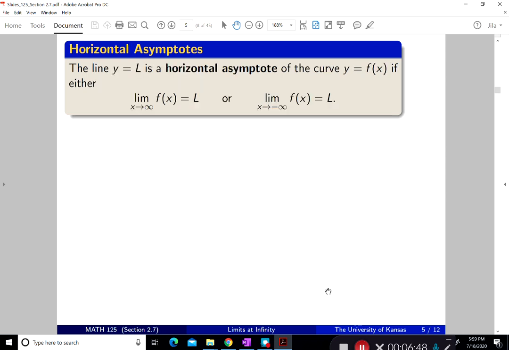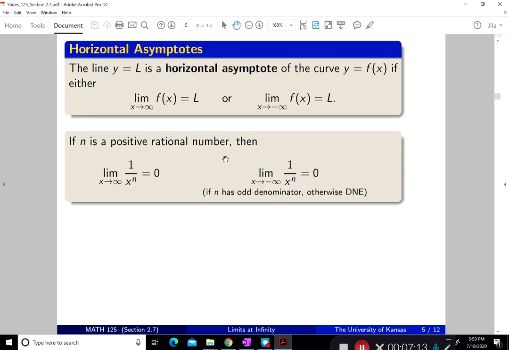Now let's discuss horizontal asymptote. The line y equal to L is a horizontal asymptote of the curve y equal to f of x if either the limit as x goes to positive infinity of f of x is equal to L, or the limit as x approaches negative infinity of f of x is equal to L.